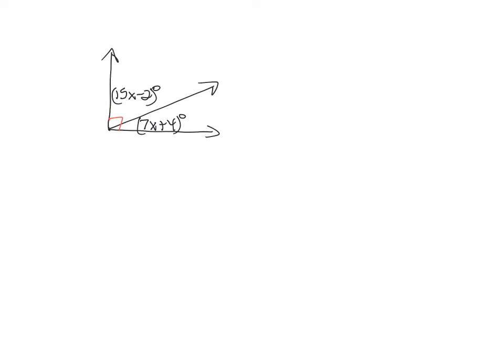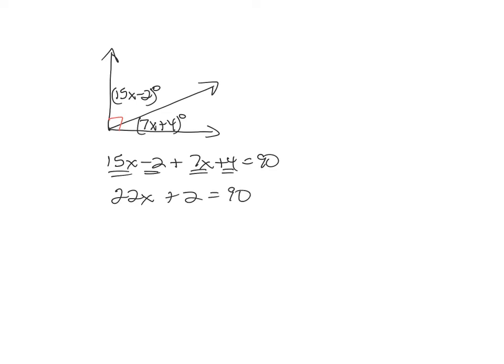when you see that, that means it's a right angle or 90 degrees. So I can add those two things up to make 90 degrees. Okay, and then it's solve the equation. So combine those, 22x, combine those, positive 2, subtract the 2, divide by 22.